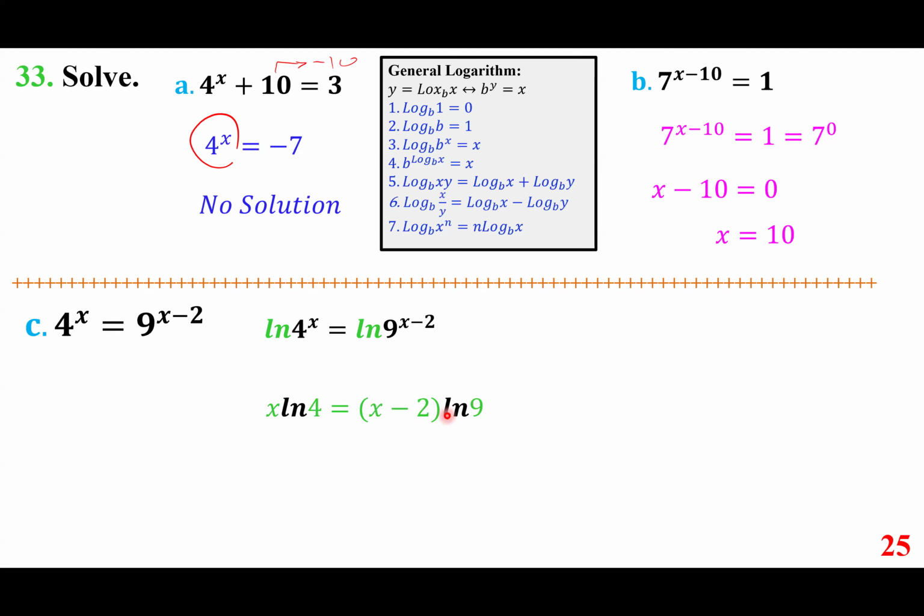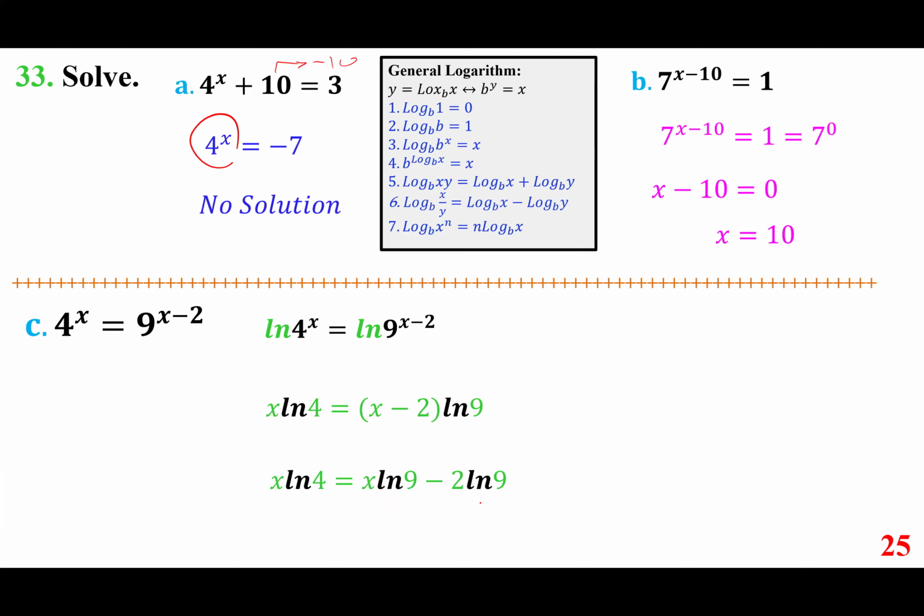Distribute. Please understand you can distribute ln9. You get x times ln9 minus 2 times ln9. Remember what you're doing. You are solving for x, everybody. Therefore, we are moving things around such that all the x's come together, the numbers to the other side.